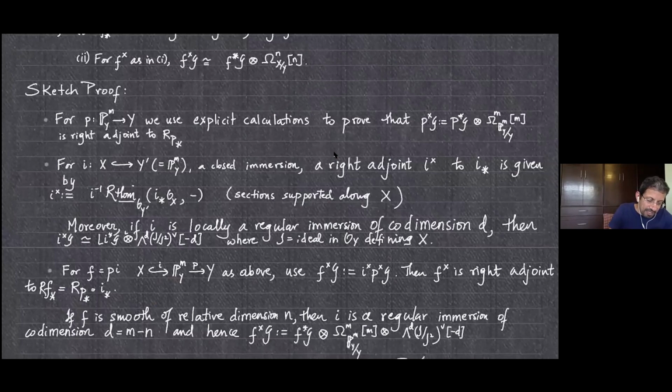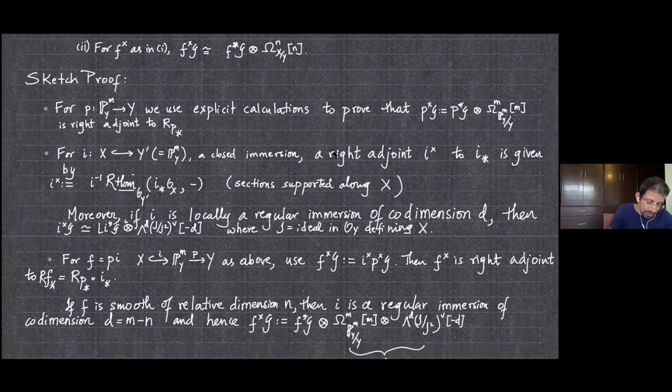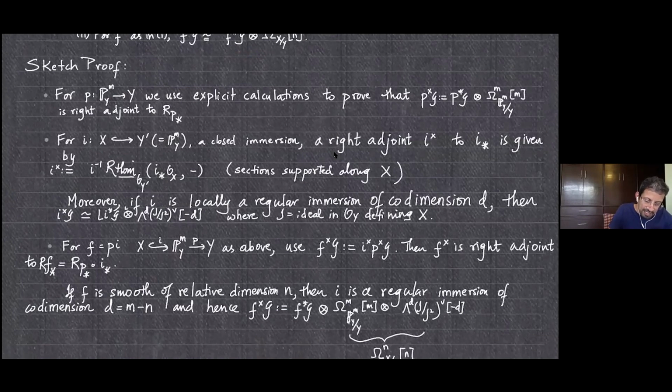The second thing is, if F is smooth, I want this right adjoint to have this explicit form. In general, it's going to be complicated. If it is smooth, then whenever you factor it like this, the I that you have has to be given by a regular immersion of codimension d, where d is m minus n, where m is the embedding dimension and n is the dimension of x over y. So in this case, if we use this formula, f cross is I cross p cross. We have this explicit formula here for I cross, and p cross has this explicit formula here.